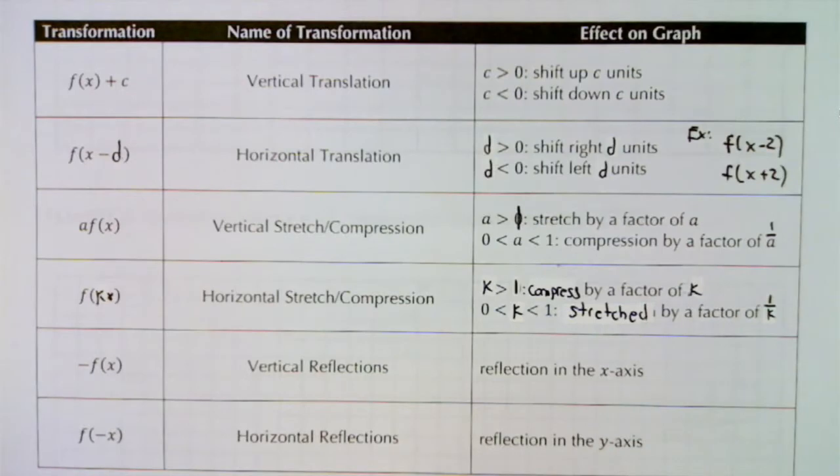Now if we remember, if A is negative, we have a vertical reflection. That's over the x-axis, so flipping vertically. If K is negative, we have a horizontal reflection, so reflecting over the y-axis. So to review these, we're going to do it 2 ways. The first way I'm going to show you by transforming the graph, and then the second way we're going to transform using mapping notation. So let's take a look.